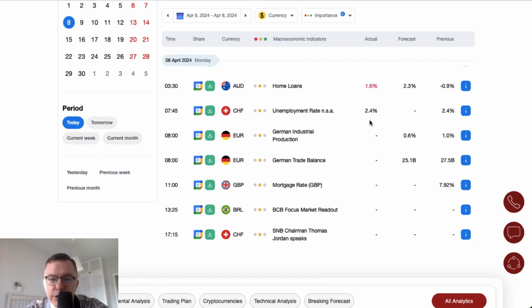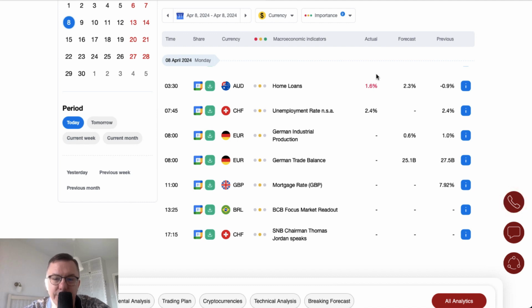Home loans in Australia decreased to 1.6% from the forecast of 2.3%, but the previous rate was minus 0.9. So it's another mixed bag of data, completely missing expectations. Home loans completely missing expectations in Australia.